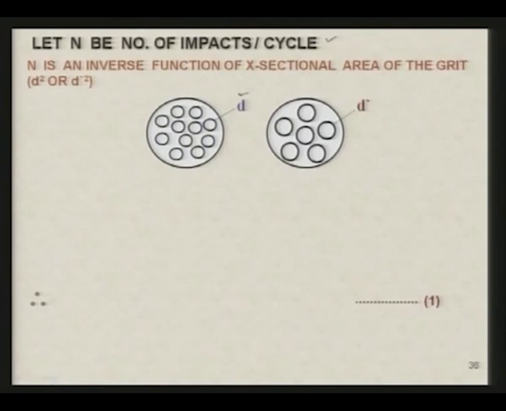So, really it will depend upon the diameter of the abrasive particle, that will decide how many abrasive particles are impacting the workpiece surface. So, n, the number of particles hitting the workpiece surface, is an inverse function of d square, because pi d square by 4 gives you the cross sectional area of that spherical ball. That is why it becomes n is equal to k2 divided by d square.